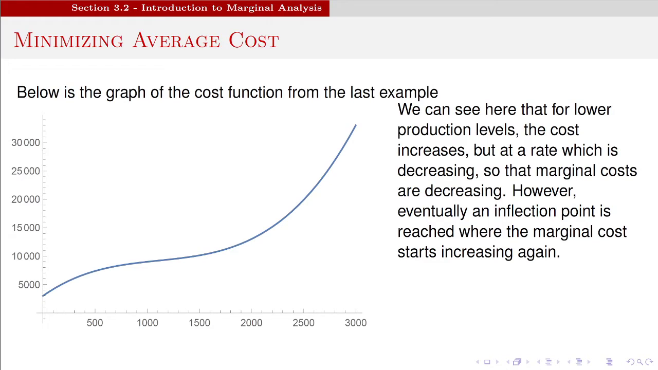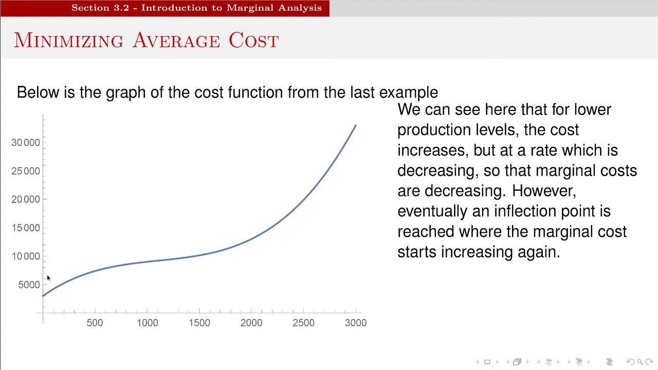All right. So this graph here is the graph of the cost function from our last example. What we see in this function is something that's a little bit steeper at the start, then it flattens out a bit, and then it starts getting steeper again.